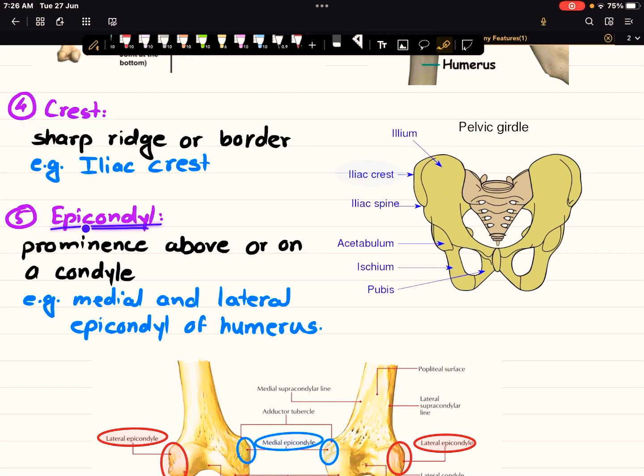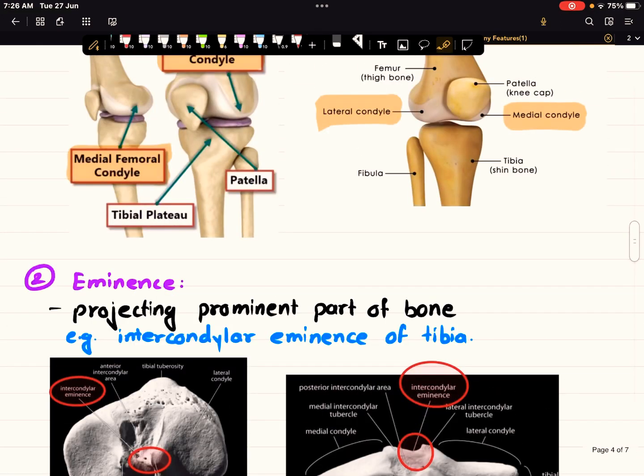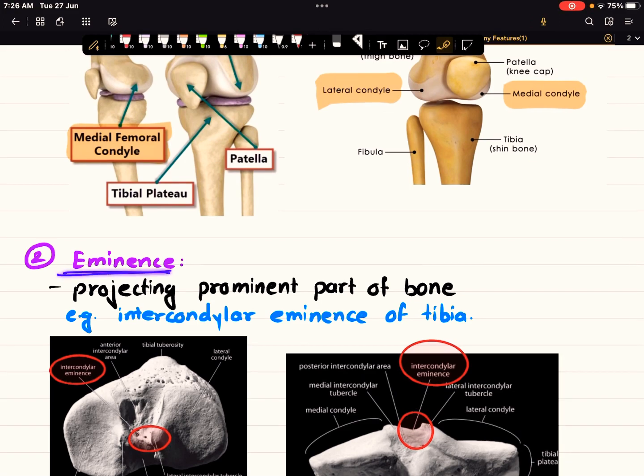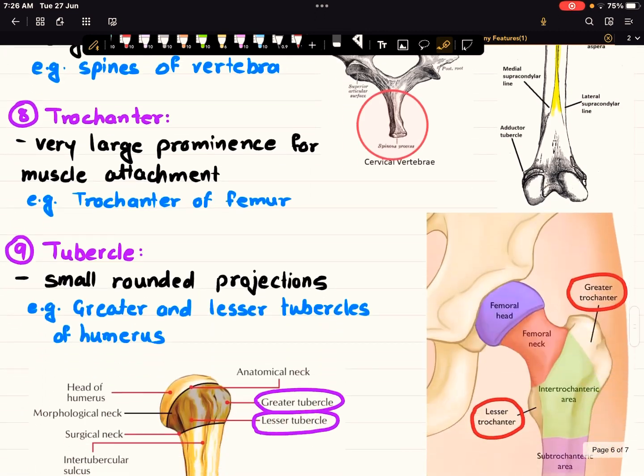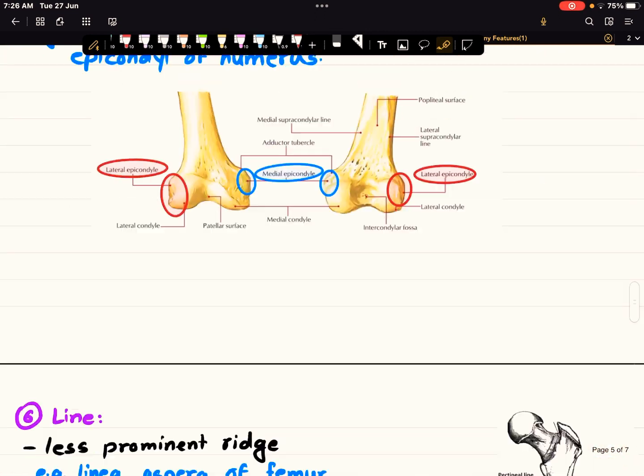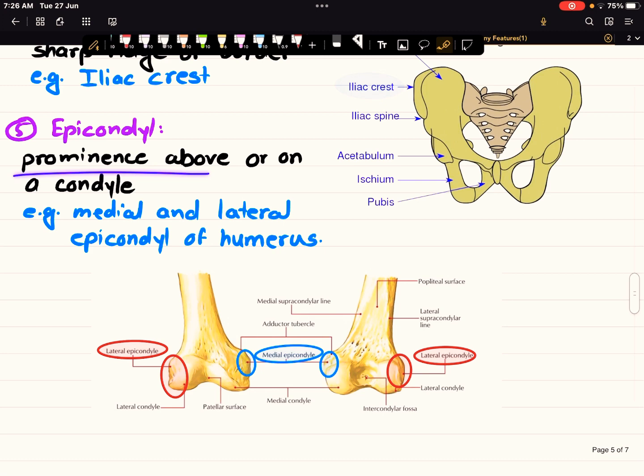When it comes to epicondyle, this is a prominence above, a prominent part above or over a condyle. So what is the difference between eminence and epicondyle? Eminence is also a projecting prominent part, and epicondyle is also a prominent part. But the difference is that eminence is a prominent projecting part of the bone, and epicondyle is a prominence above a condyle. So first we have condyle.